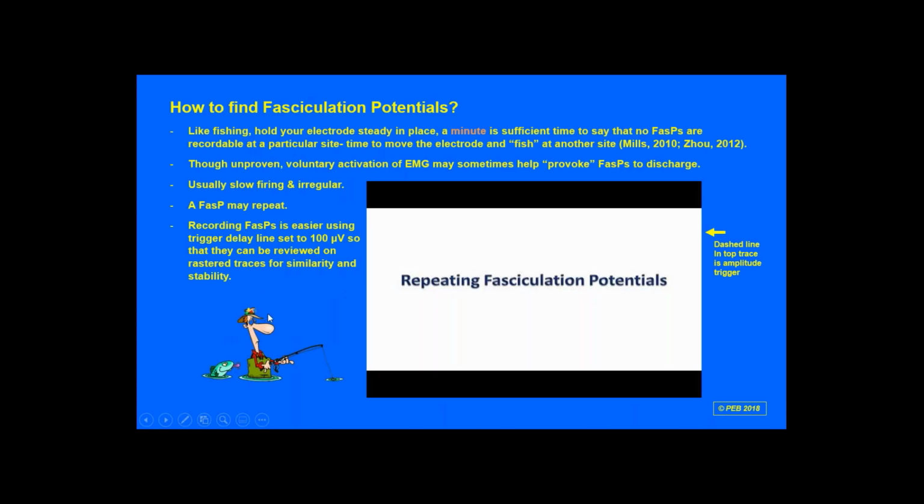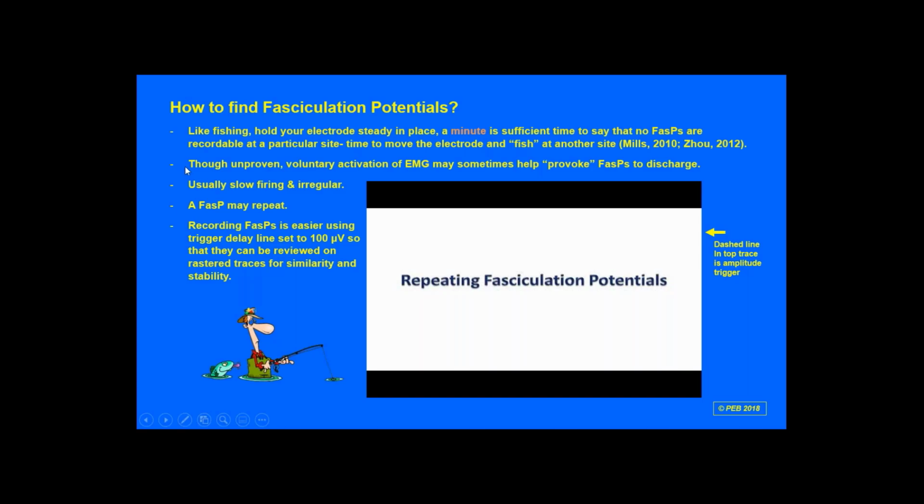If you're there looking, you want to hold your electrode or pole steady in place, and a minute is sufficient time to say that no fasciculation potentials are recordable at that particular site, and you can move on and so-called fish at another site. And this was nicely discussed by Dr. Mills in his paper, and later by Dr. Zhu that I collaborated on in 2012 using high-density surface EMG.